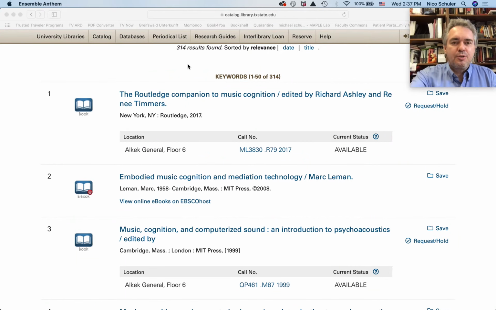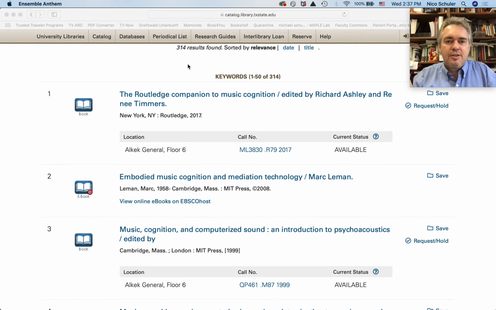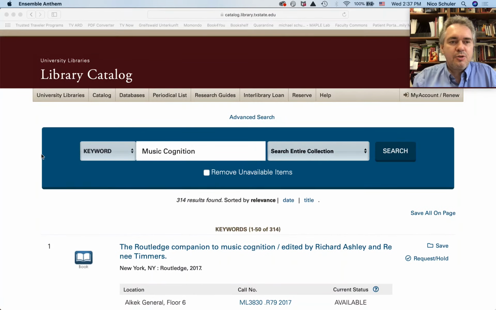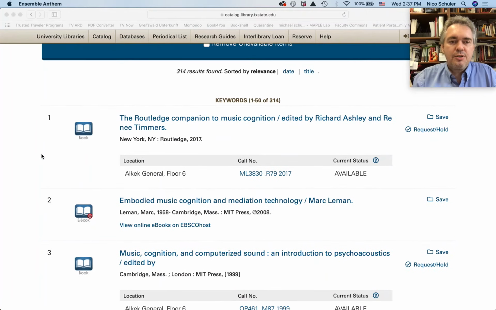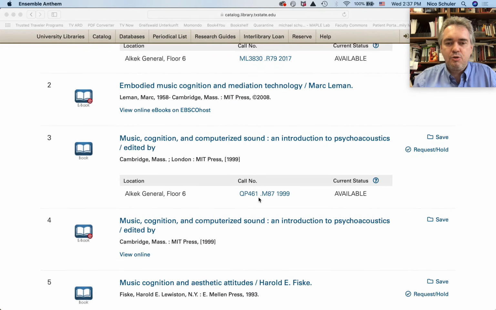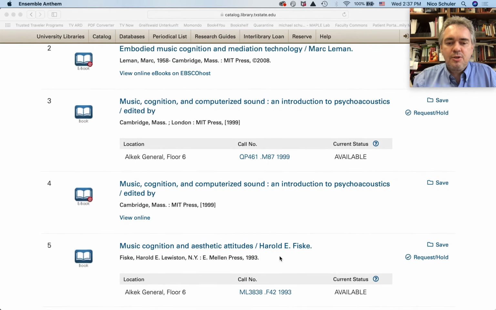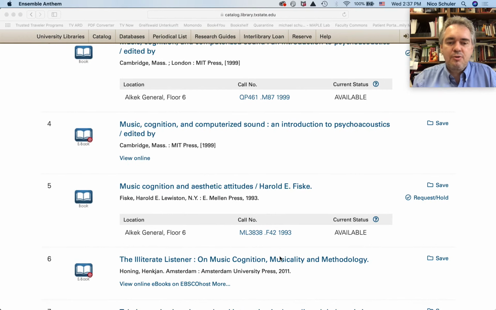Hello, I would like to briefly discuss the Library of Congress cataloging system. So, if we search in a library catalog, most universities use the Library of Congress cataloging system. That means their calling numbers, as we see here, like ML 3830 and so on, or here QP 461 and so on. These calling numbers use the Library of Congress cataloging system.